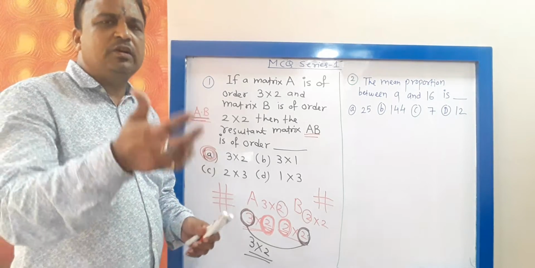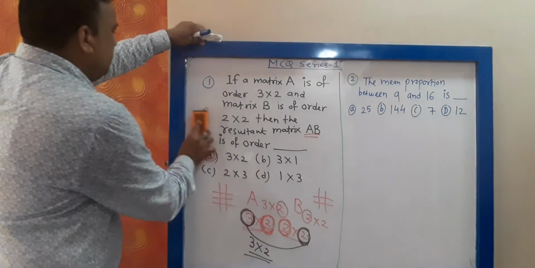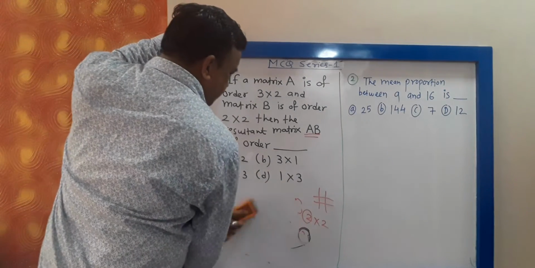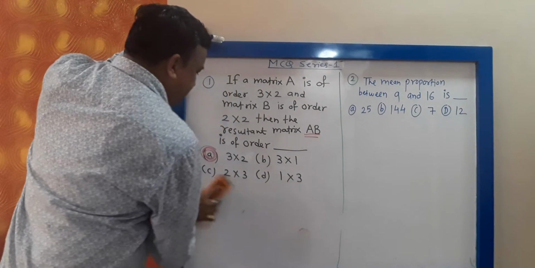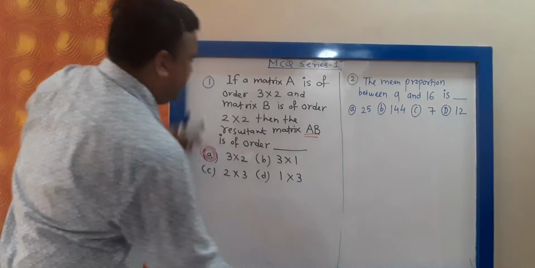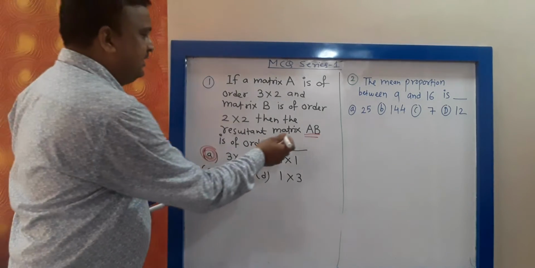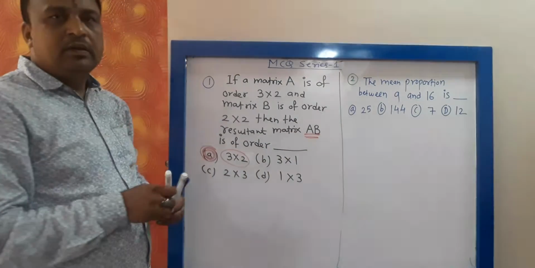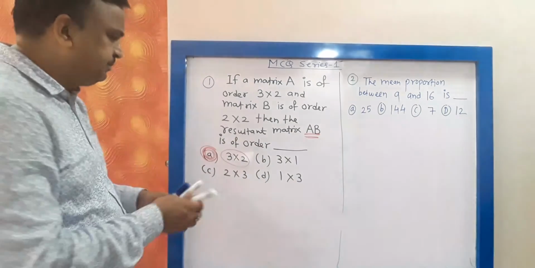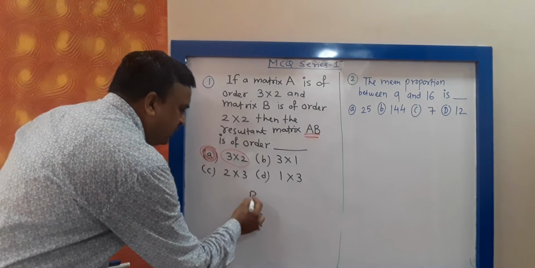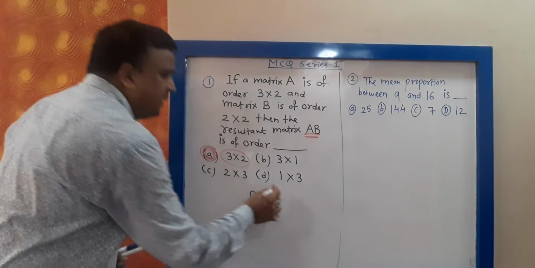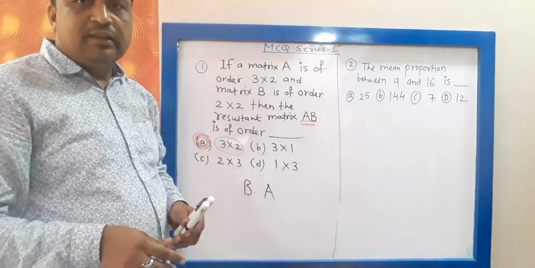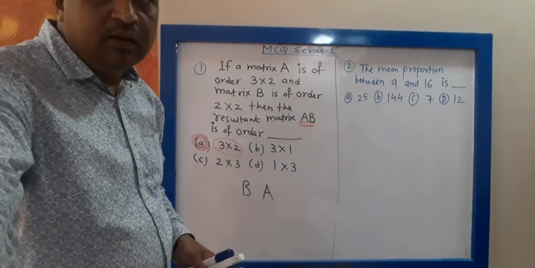Now the additional question we will see in this: what about B dot A? Whether B dot A is defined? We have seen A dot B is defined, and the resultant matrix AB has order 3 by 2. Now the additional part of this question: whether matrix B into A is defined?